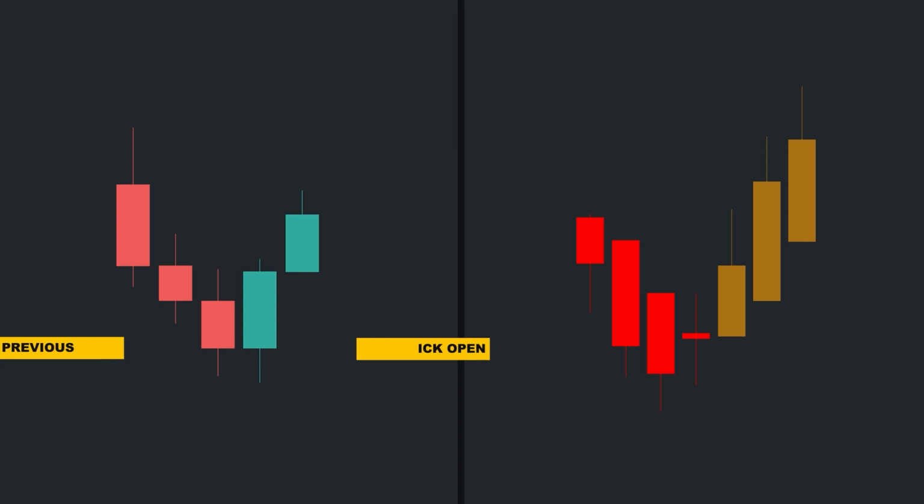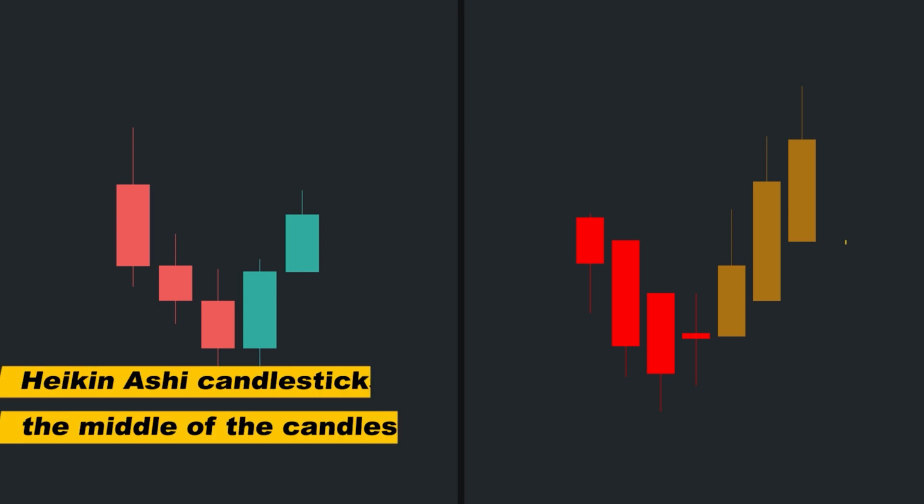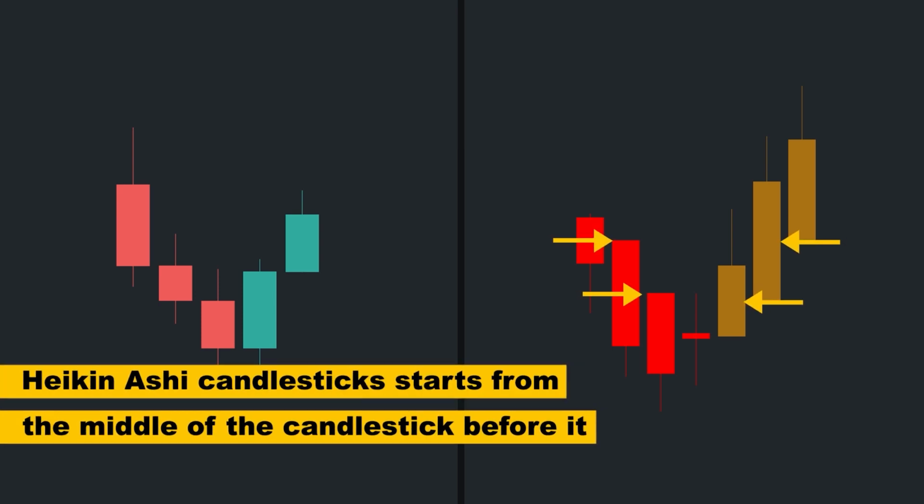Japanese candlestick bars start where the previous candlestick had closed. Look closely at the Heikin Ashi chart. You'll notice that every Heikin Ashi candlestick starts from the middle of the candlestick before it.